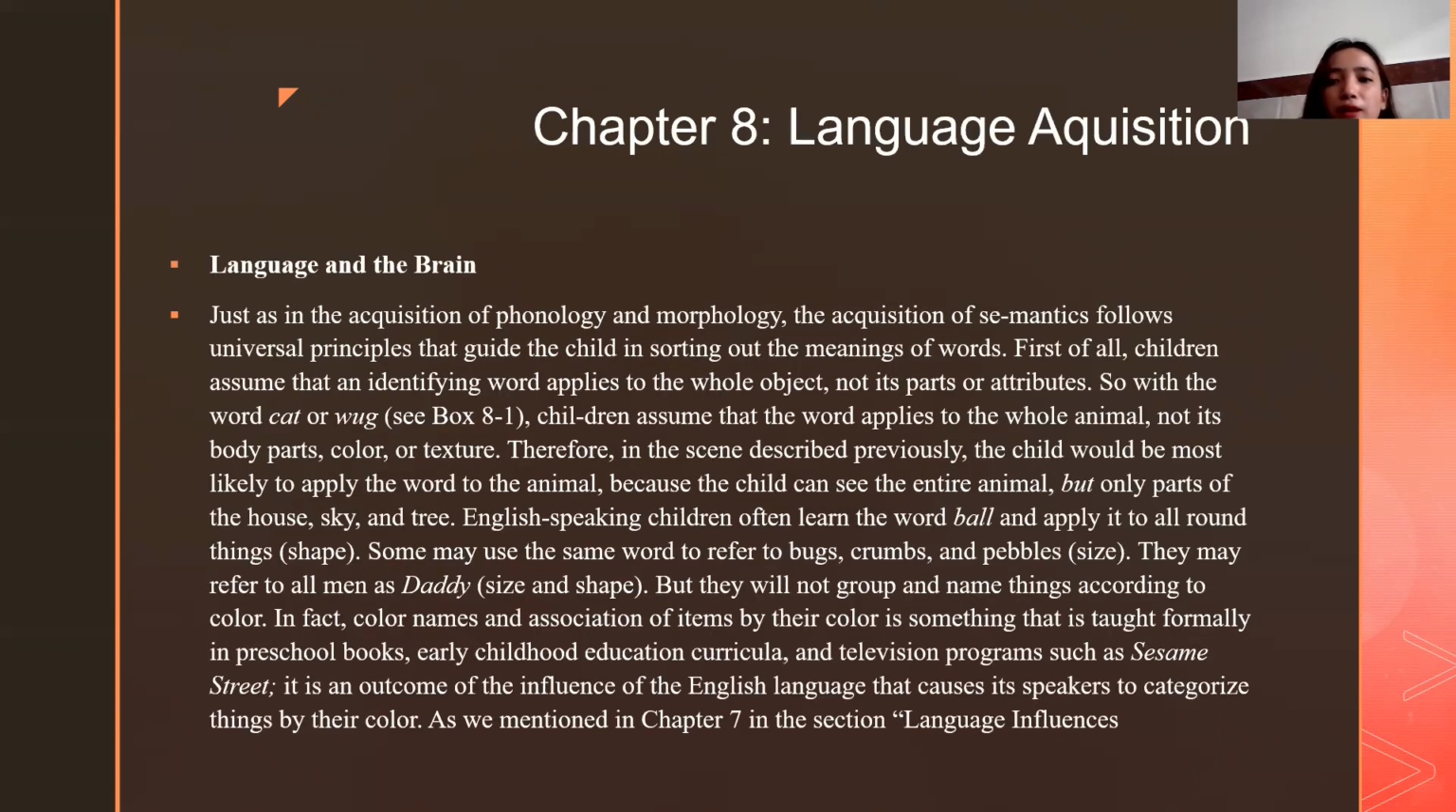Chapter 8, language acquisition. So language and the brain. Just as in the acquisition of phonology and morphology, the acquisition of semantics follows universal principles that guide the child in sorting out the meaning of words. So first of all, children assume that an identifying word applies to the whole object, not its parts or attributes. So with the word cat, children assume that the word applies to the whole animal, not body part, color, or texture. So when we talk about children and their brain, they think in overall terms, they don't know how to identify the word clearly and how to classify that word.